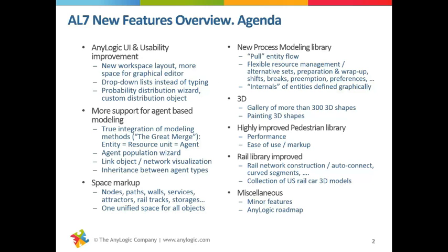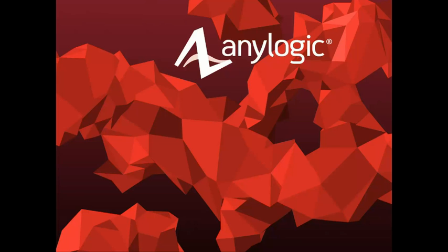AnyLogic 7 boasts new features, including an improved user interface, more support for agent-based modeling, improved space markup elements, a new process modeling library, a wider variety of 3D images, an improved pedestrian library, an improved rail library, and other improvements. You'll notice AnyLogic 7 has a new logo and a new splash screen.